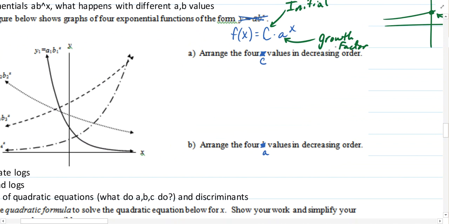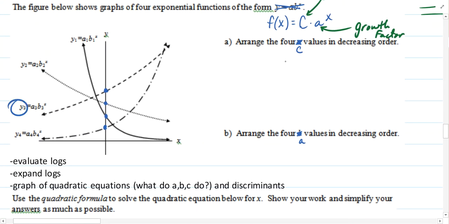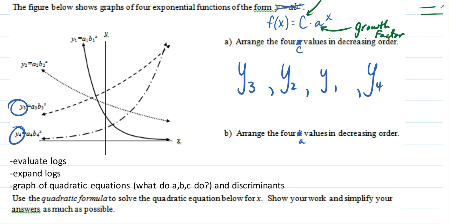Now, to answer this first question, looking at the c values, that's us describing the values right on the y-axis. The graph that has the largest c value is here, the equation y3. The graph that's got the smallest c value is down here, y4. And if we're listing in decreasing order, we would start with y3 and end with y4. In between, the next largest after y3 is the graph y2, and then y1. So that's the order of equations with c values in decreasing order.